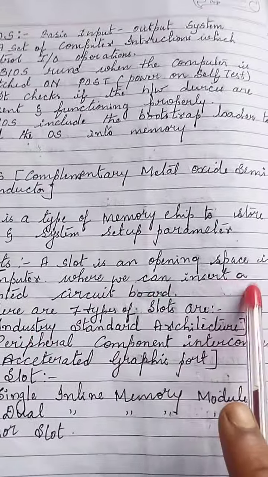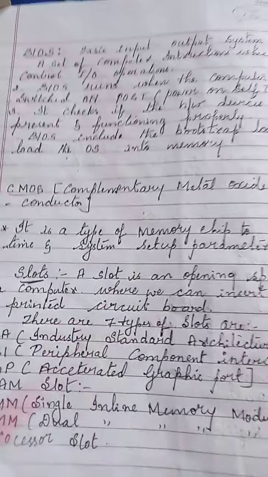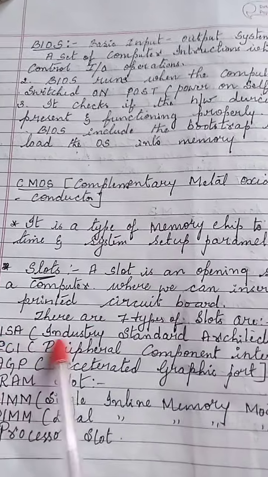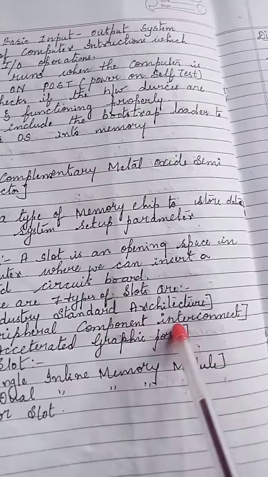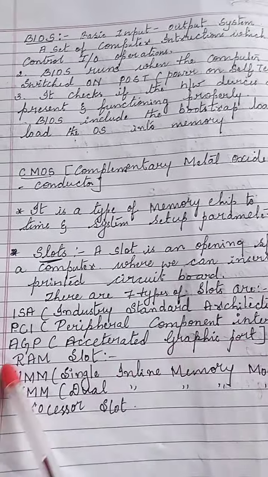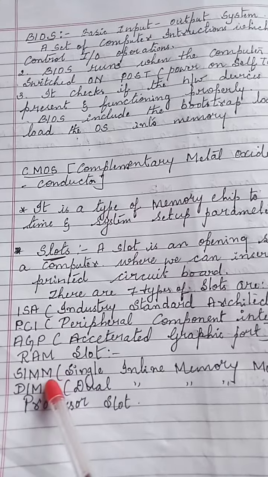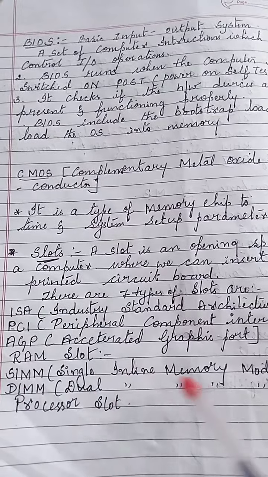Next we have a slot. What is a slot? A slot is an open space in the computer where we can insert a printed circuit board. There are 5 types of slot: ISA, industry standard architecture; PCI, peripheral component interconnect; AGP, accelerated graphics port; RAM slot; and processor slot. In the RAM slot we have SIMM, single inline memory module, and DIMM, dual inline memory module.